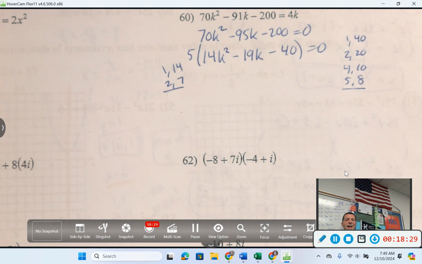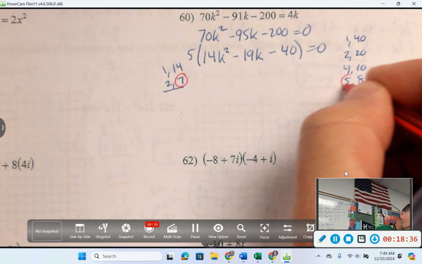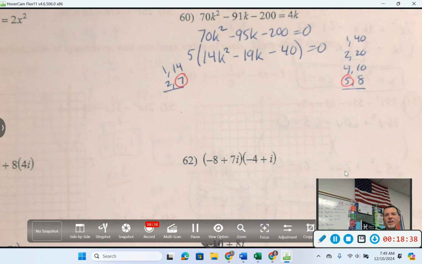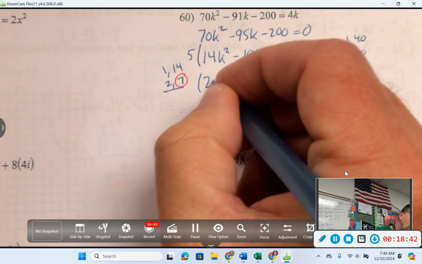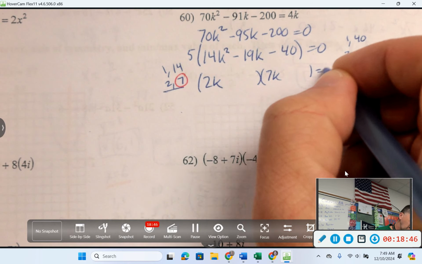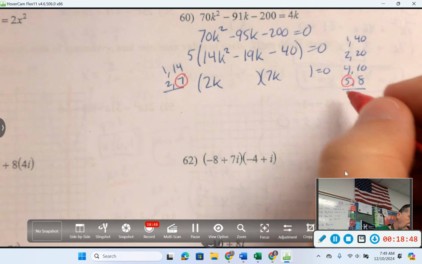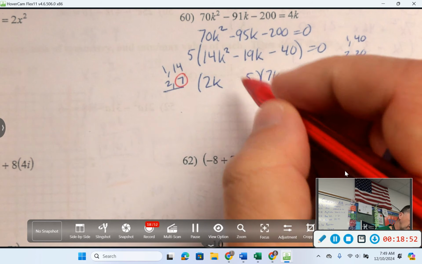Yeah, I think I see. Let's see. If I do, yeah, that would be 35, 7 times 5, minus 16. I didn't have a calculator. Alright, so let's see if we can figure this out. 2k and 7k. 7x plus 8. And I want the 7 across from the 5 to get me 35.